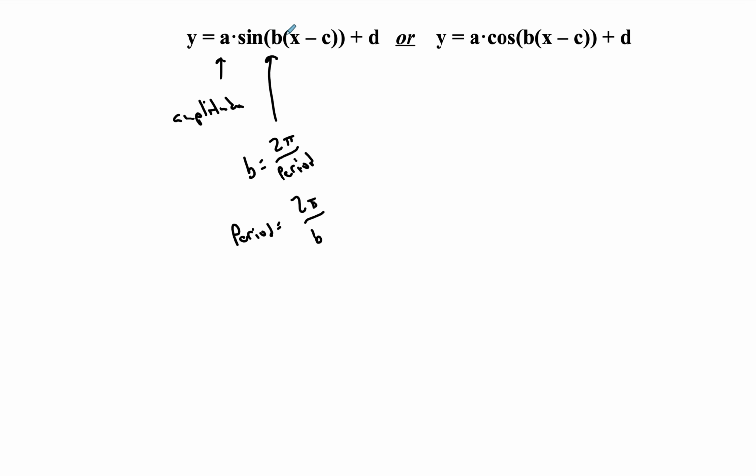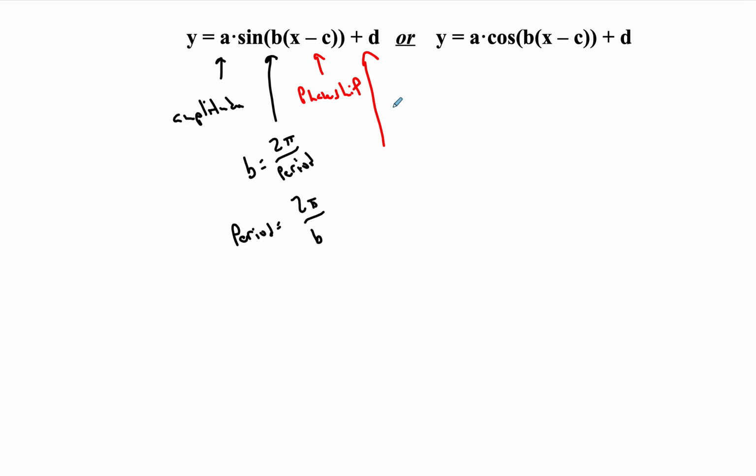Now please note, this b has been factored out of whatever this x minus c is. And I have an example of why that's important. And this represents the phase shift, or the horizontal shift. Phase shift, where if it's a positive number, it's going to be shifting right. And if it's a negative number, it's going to be shifting left.